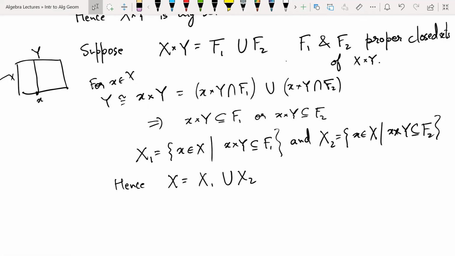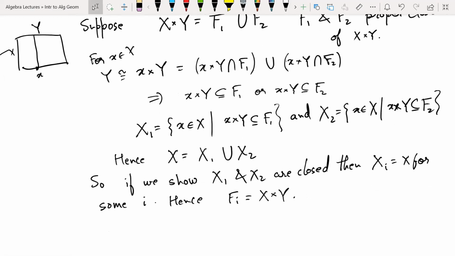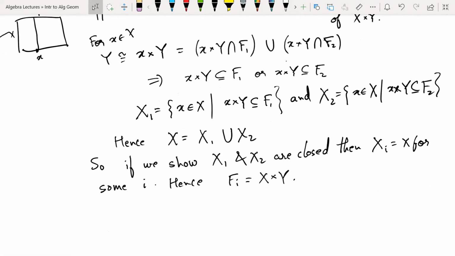So if we show X1 and X2 are closed, then Xi equals X for some i, and for that i, Fi will be equal to X cross Y. And that will contradict the fact that both F1 and F2 are proper closed subsets of X cross Y. So we would have proved it's irreducible. So now let's just check why X1 is closed. So, let's see.